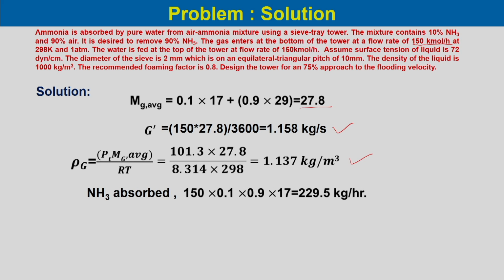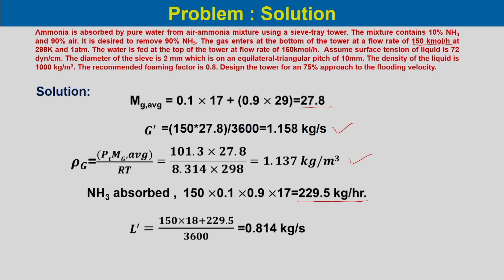Now, ammonia absorbed. We have a gas flow rate of 150 kilomole per hour. 10% of that is 150 into 0.1, and out of that 90% has to be absorbed, so into 0.9 into the molecular weight of the ammonia. That would be 229.5 kg per hour.